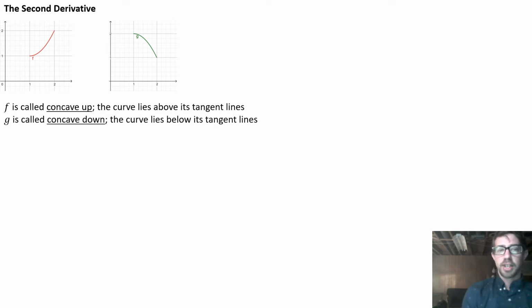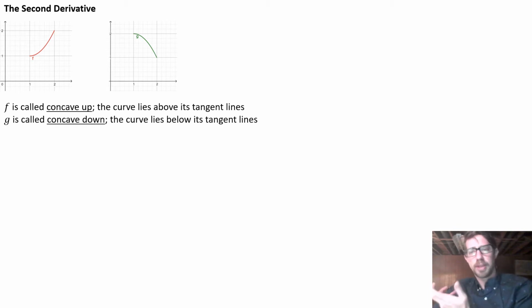So g is called concave down. If you picture any tangent line to that, the curve is going to be below the tangent line, or if you would be dumping water out of g, if it were a bowl. So we don't use the word convex. It's not concave and convex. Convex means its own thing in mathematics, so it's concave up and concave down.